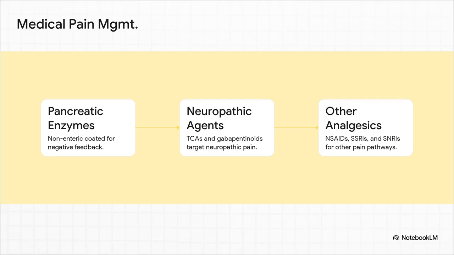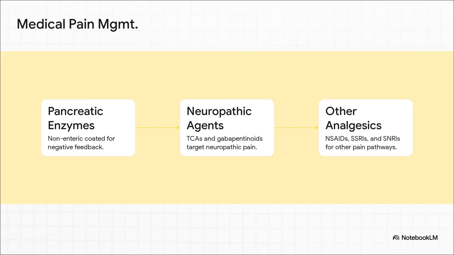And step one is going to sound a little weird at first. We give pancreatic enzymes. Now the whole idea here is to kind of trick the pancreas. By giving these non-enteric-coated enzymes, they get detected way up high in the digestive system. This sends a signal back to the pancreas, basically saying, hey, you can chill out, we got this. No need to pump out so much juice. It's a negative feedback loop, and it can actually reduce pain.